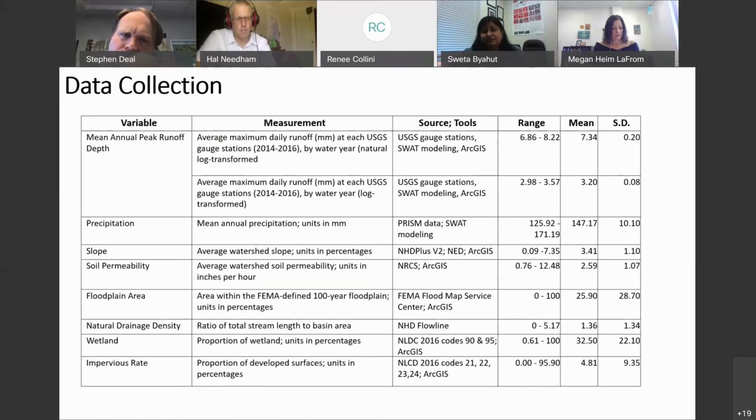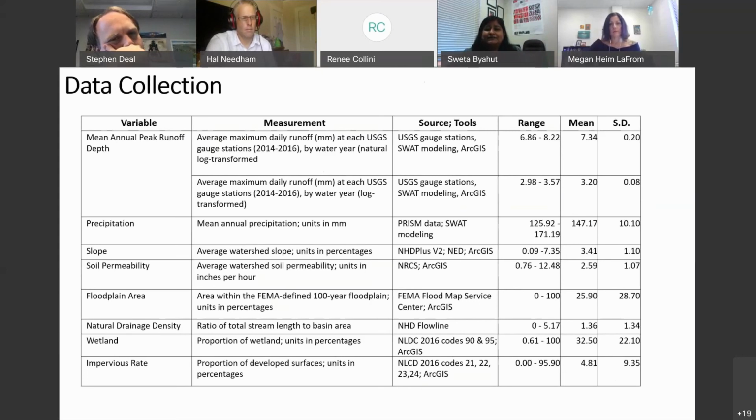Several data sets were collected, including mean annual peak runoff depth, the mean annual precipitation, average watershed slope, average watershed soil permeability, floodplain area, natural drainage density, wetlands, and impervious rate. The data and the specific tools that we use to estimate each of these are listed in the table, so I won't go into those details, along with the descriptive statistics for each of them.